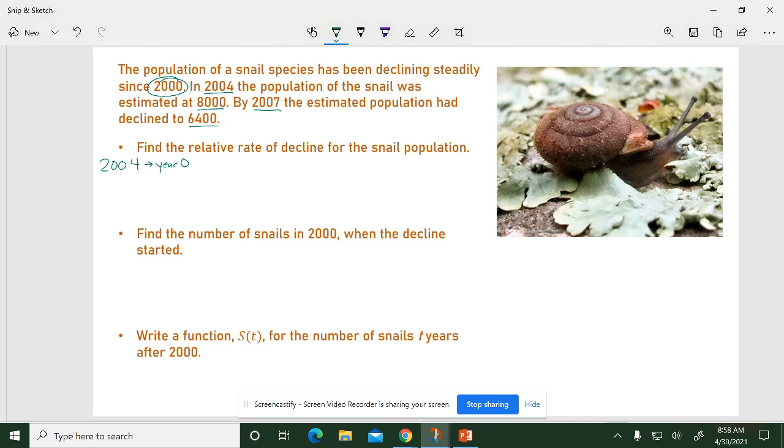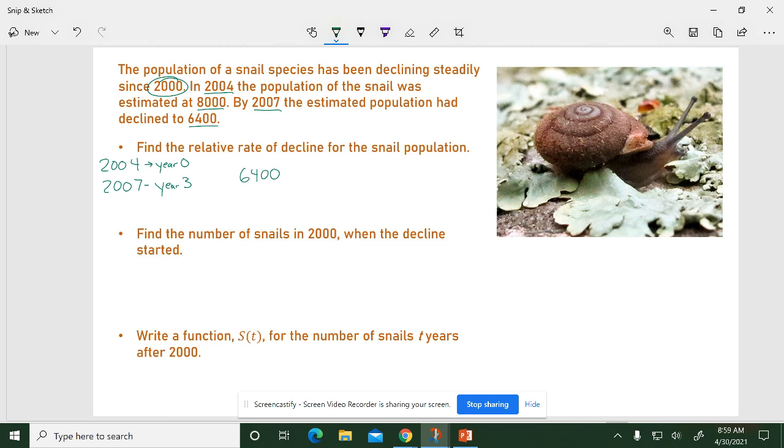And so that's going to be our initial amount, the 2004 amount. The other thing we know is the 2007 amount. In this situation, 2007 would be after 3 years, so that'd be year 3. So here's what we can do. We can say after 3 years, we have 6,400 snails.